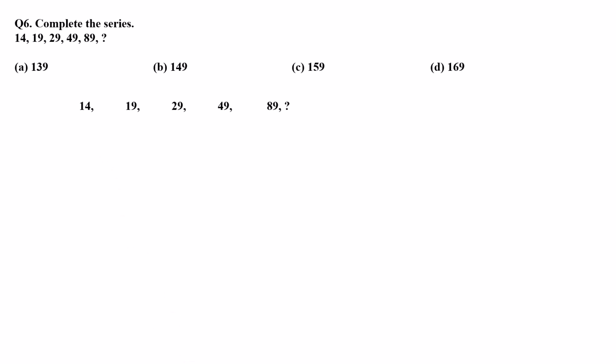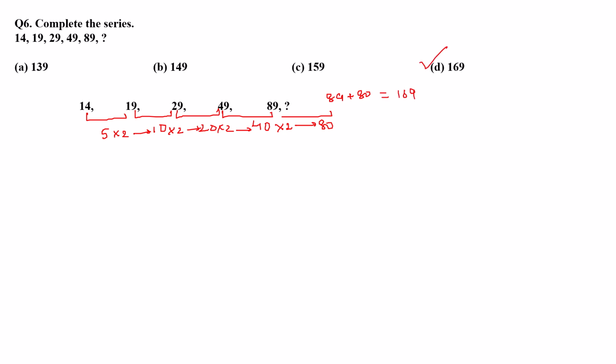So 14 and 19, if you see, the difference is 5. Here the difference is 10. Here 20. Here 40. Now if you see the differences which you have got, is there any pattern? See, 5 multiplied by 2 I am getting 10. 10 multiplied by 2 I am getting 20. 20 multiplied by 2 I am getting 40. So 40 you have to multiply by 2, you will get 80. So to 89 you have to add 80. So 89 plus 80, you will get 169. So D is the correct option.